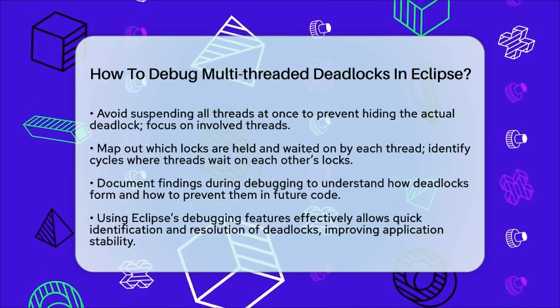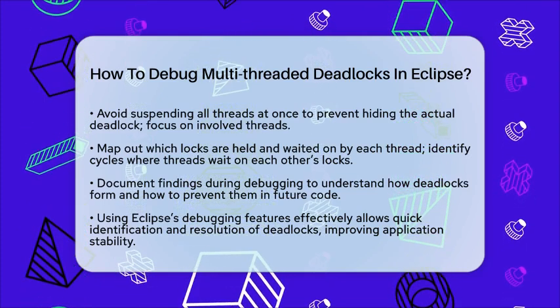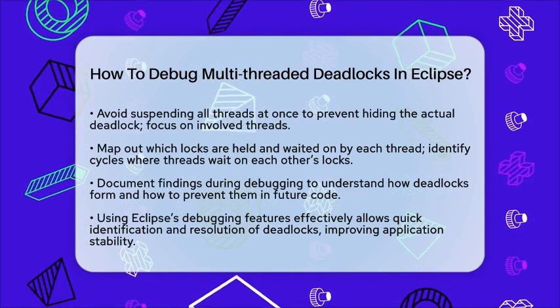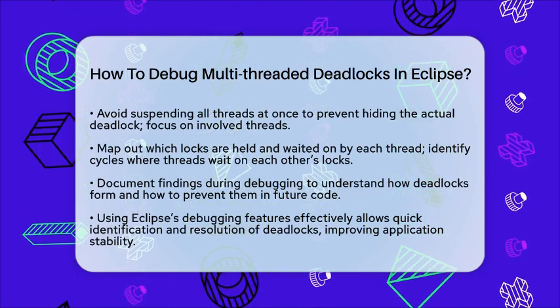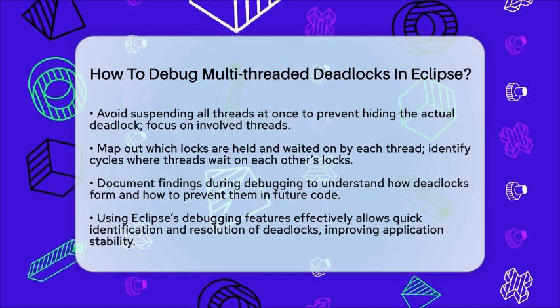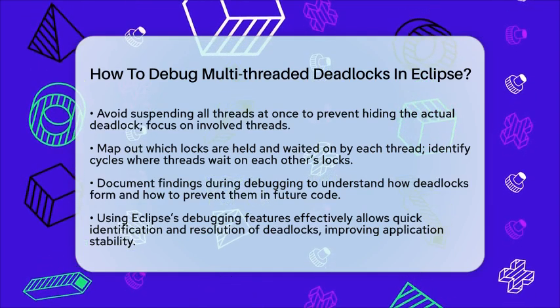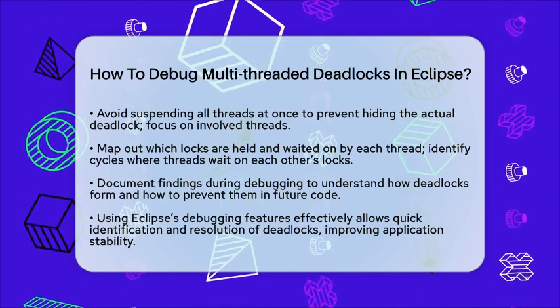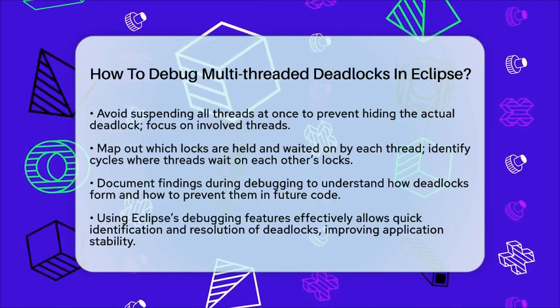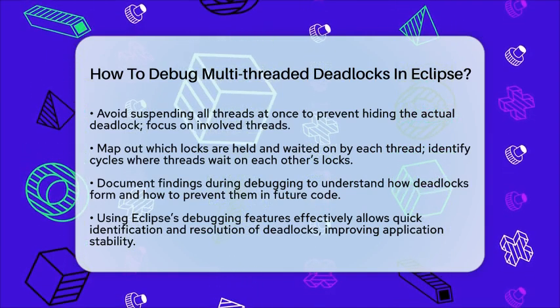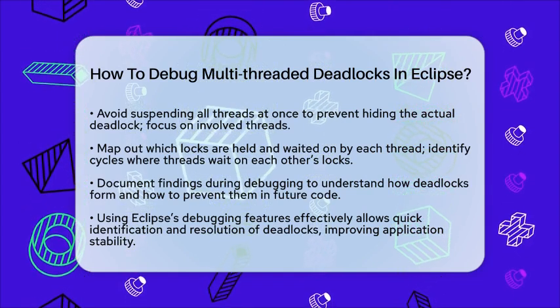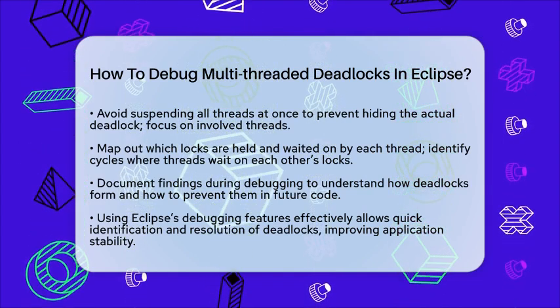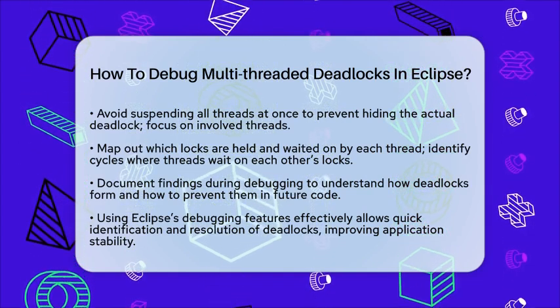Document your observations during debugging. This helps you understand how the deadlock forms and how to prevent it in the future. By following these steps and making good use of Eclipse's debugging features, you can identify deadlocks quickly. Fixing them will make your applications run smoother and more reliably. Debugging multi-threaded deadlocks might seem tricky at first, but with patience and the right tools, you'll master it in no time.